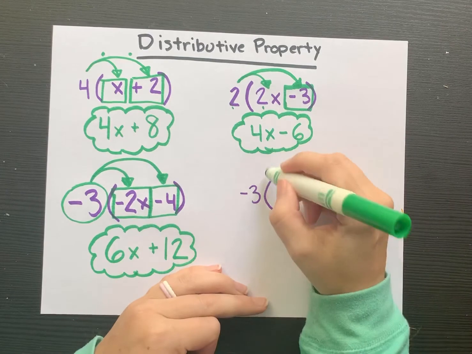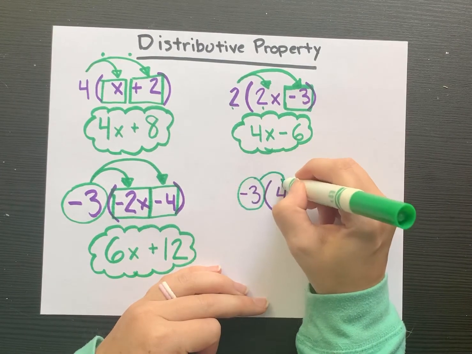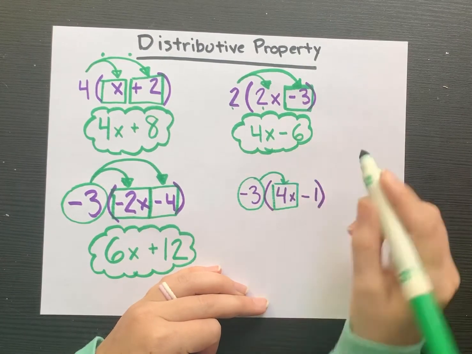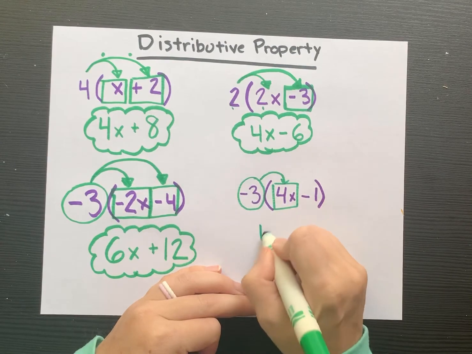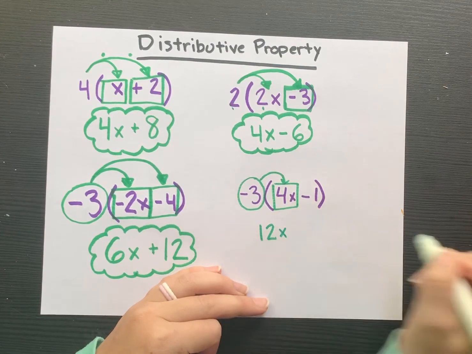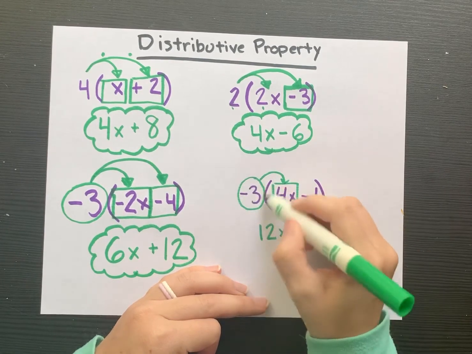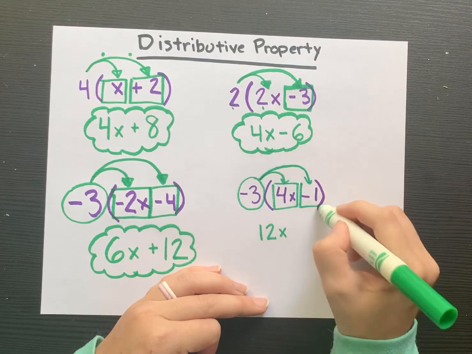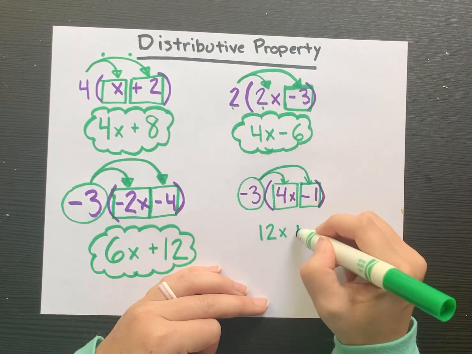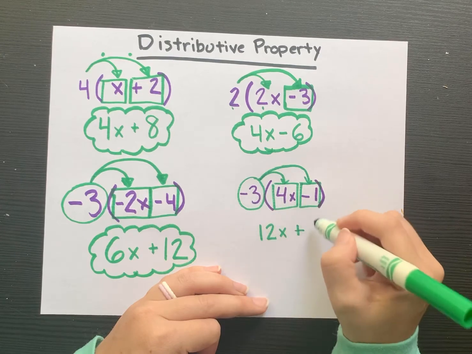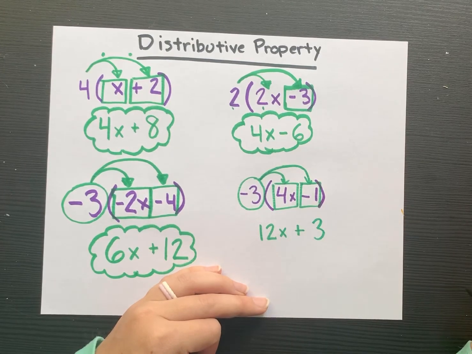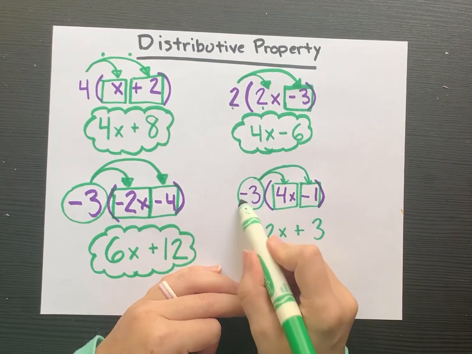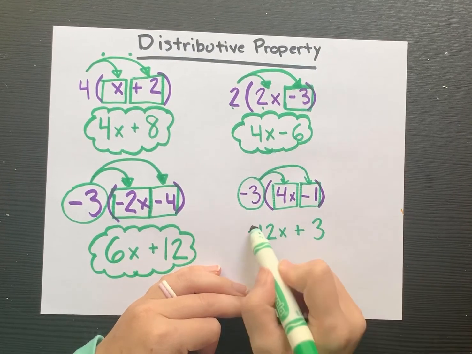So to solve this, we'll do our negative 3 times our 4x. Negative 3 times 4 is negative 12. Bring down the x. Then negative 3 to negative 1. Negative and negative is positive. 3 times 1 is 3. Wait, it's a negative 12, my bad. Negative and then positive make a negative. And there's your answer.